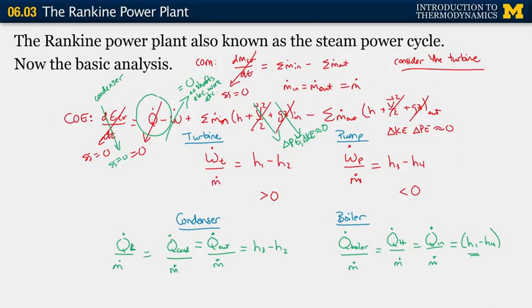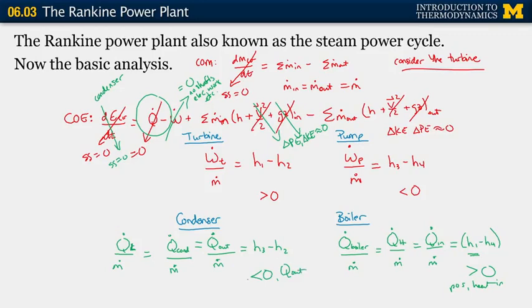So that means this number at the exit of the boiler for enthalpy is higher than the number at the entrance. So this number is greater than 0. That's positive, and it's heat in, which is consistent with what we would expect. You can apply the same argument to the condenser, which tells you that's going to be less than 0, and that's going to be heat out.